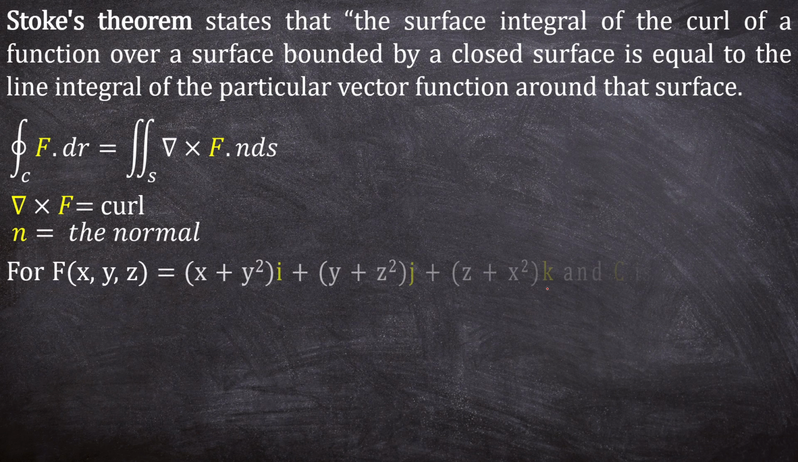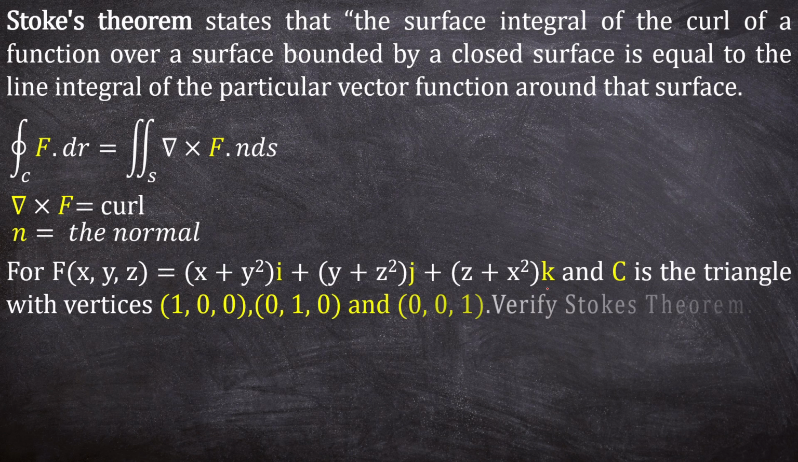So in this video, I'm going to verify Stokes' theorem using a question. For the vector field F(x, y, z) equals (x plus y squared) i, (y plus z squared) j, (z plus x squared) k, and C is the triangle with the vertices we are given: (1, 0, 0), (0, 1, 0), (0, 0, 1), and we have to verify Stokes' theorem, right?